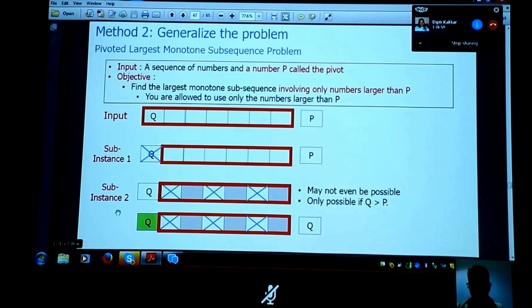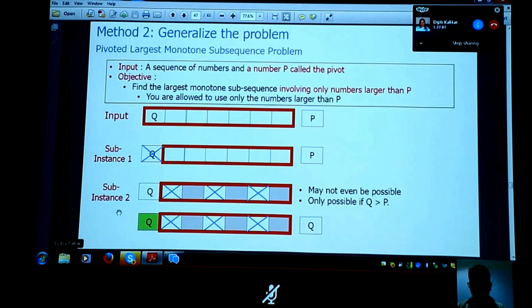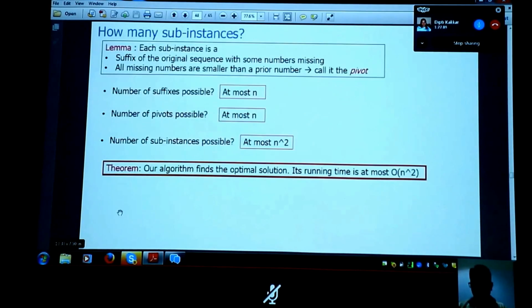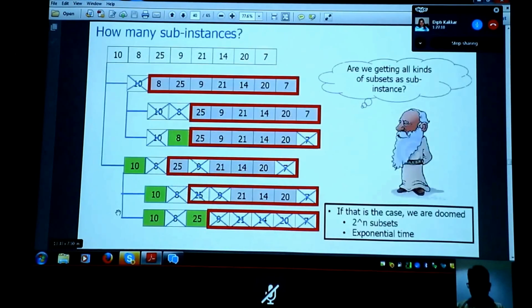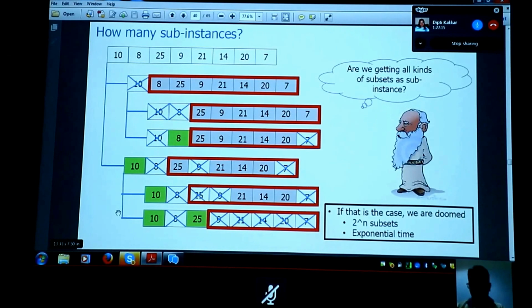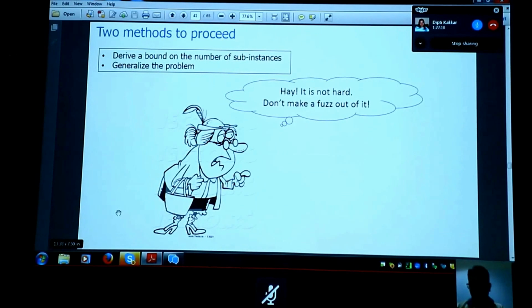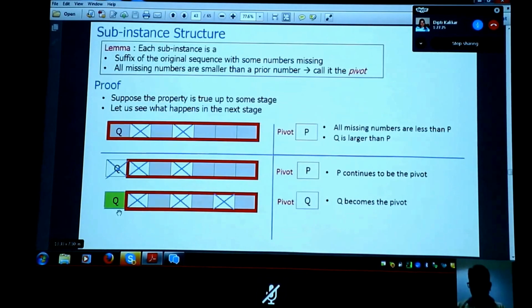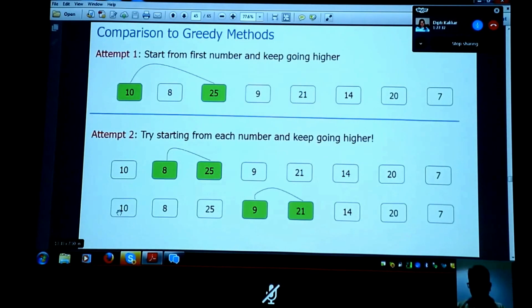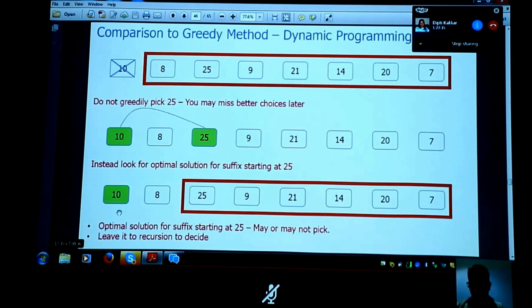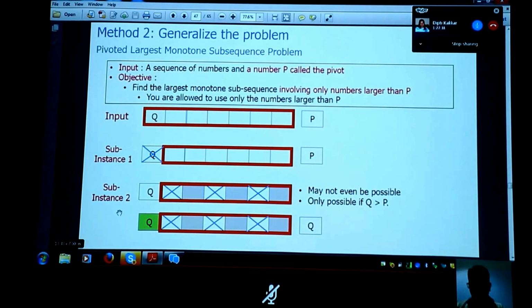Now, this was the first method. The second method is that you can actually generalize this problem. Remember, we said that you can overcome the issue in two ways. The issue was that there are numbers missing. We derived a bound on the number of instances, saying it's not more than n squared. There is also another way to come out of this situation, which is to slightly generalize this problem, which is going to have arguments and flavor somewhat similar to this proof. It's not going to be entirely different. Okay, let's do this.